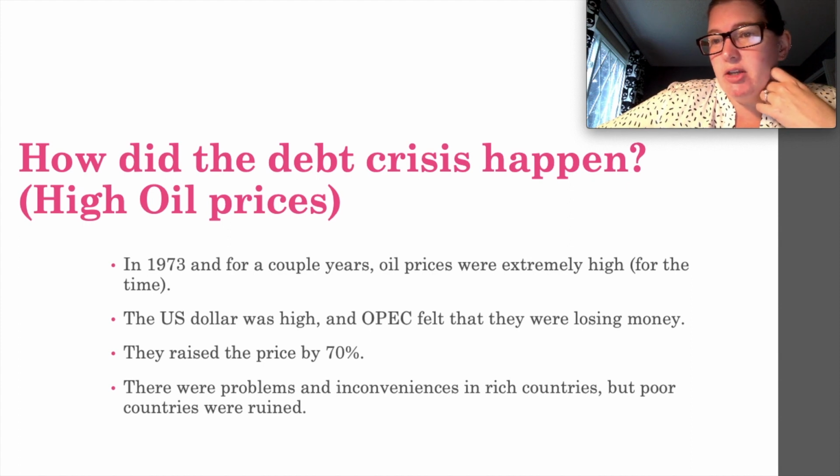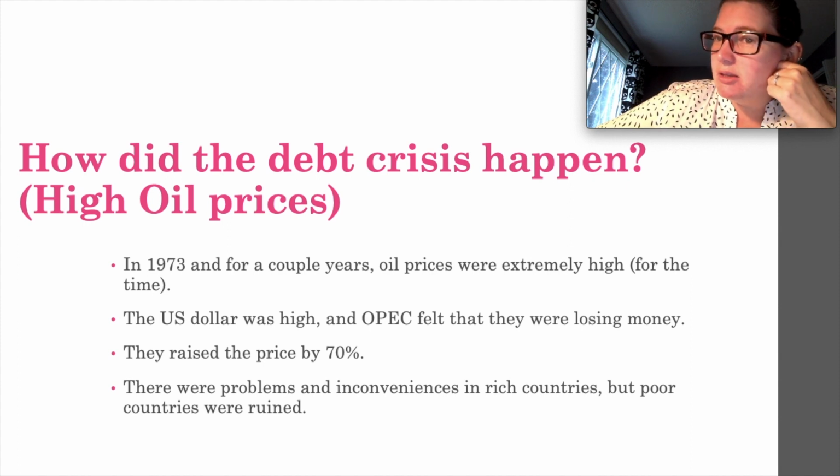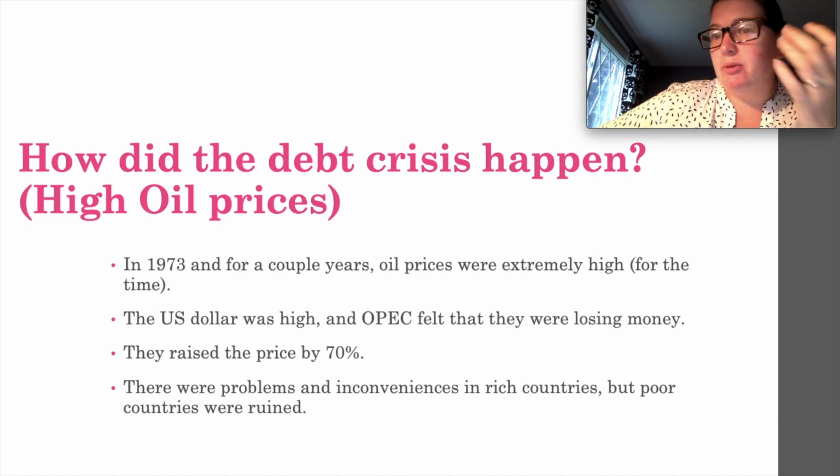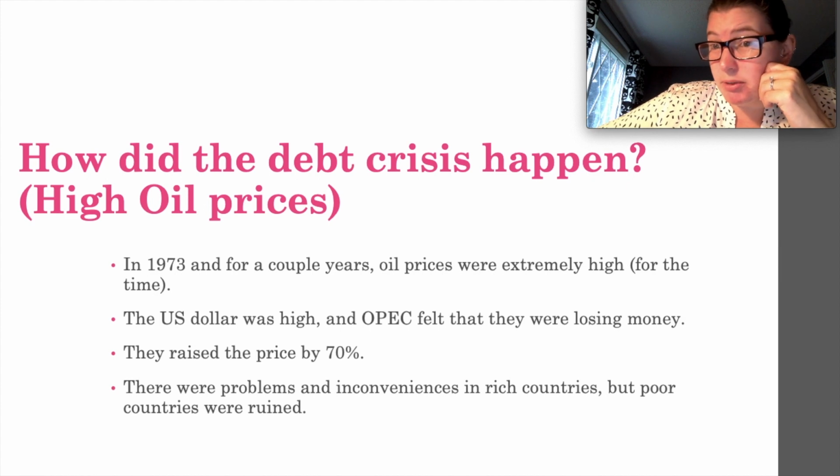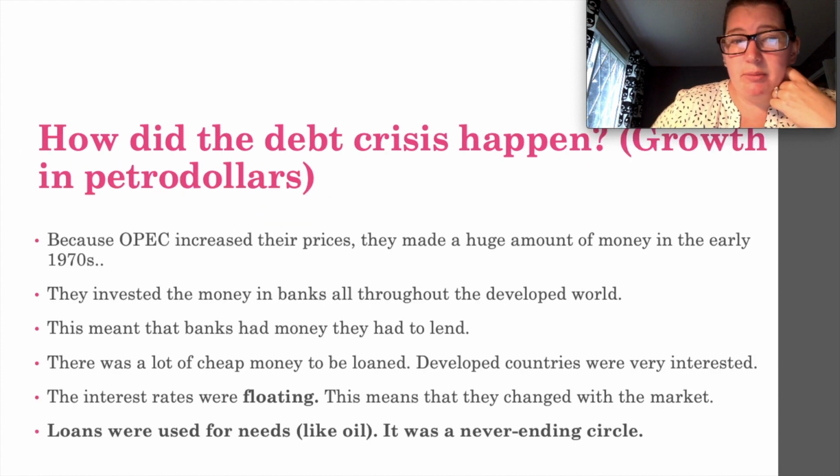In the 70s, of course, people had gas guzzling cars. We still have gas guzzling cars, but they had a lot more gas guzzling cars, and there wasn't enough oil, and people were lined up for days to get this oil. So this ended up inconveniencing a lot of rich countries, but poor countries were completely ruined because they didn't have the oil to run the economy.